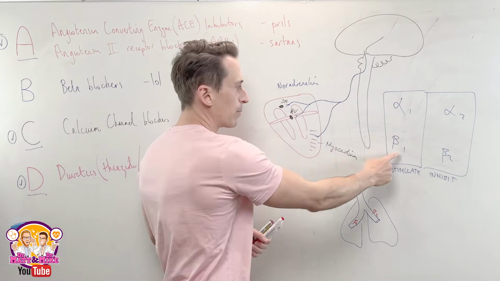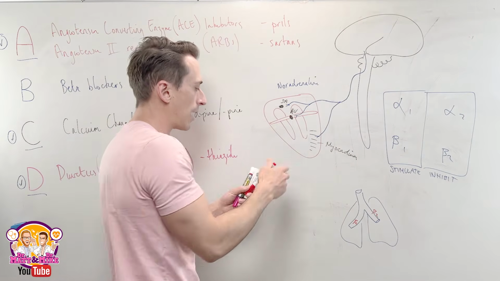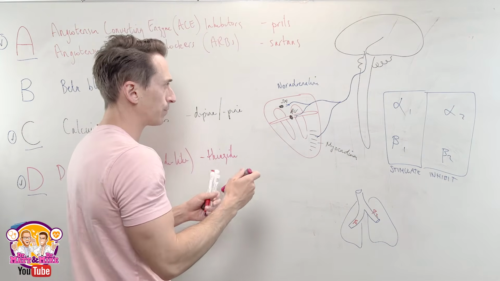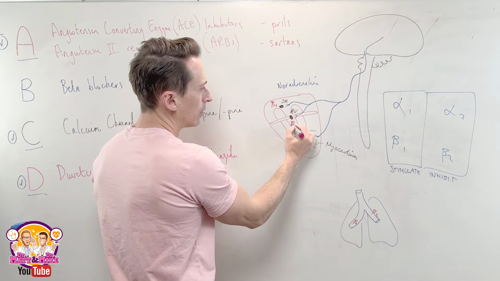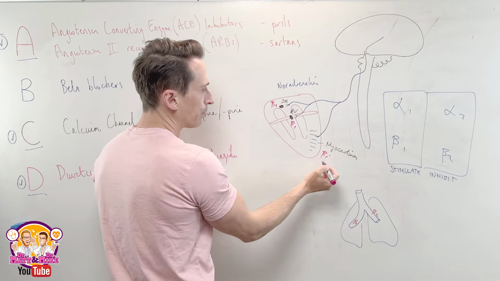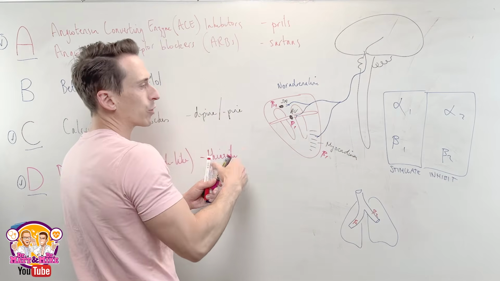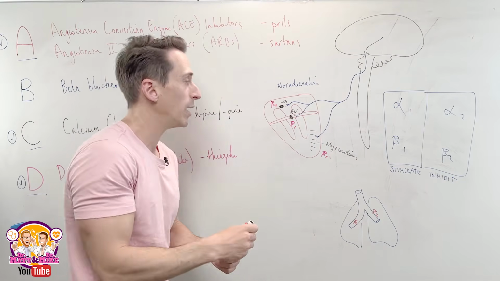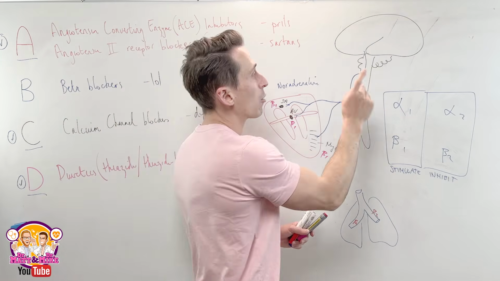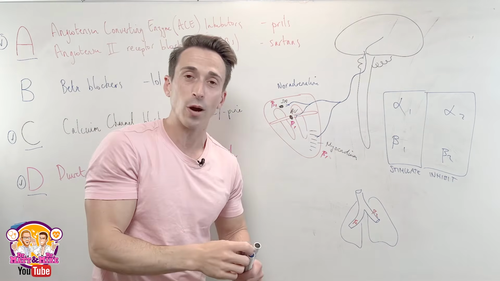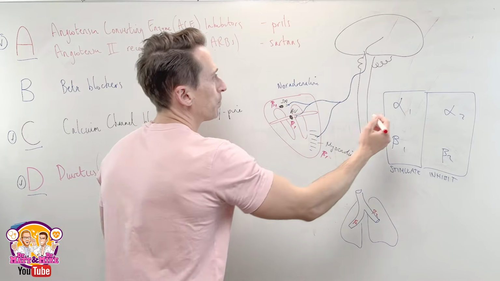Now this is different to beta 1, which is found at the heart. Beta 1 is found at the SA node, at the AV node, and at the myocardium. So throwing noradrenaline here stimulates them to do their job. If it's the SA node and AV node, it's sending faster signals, so the heart rate goes up. I rubbed out the blood pressure equation. Let's draw it back up quickly.